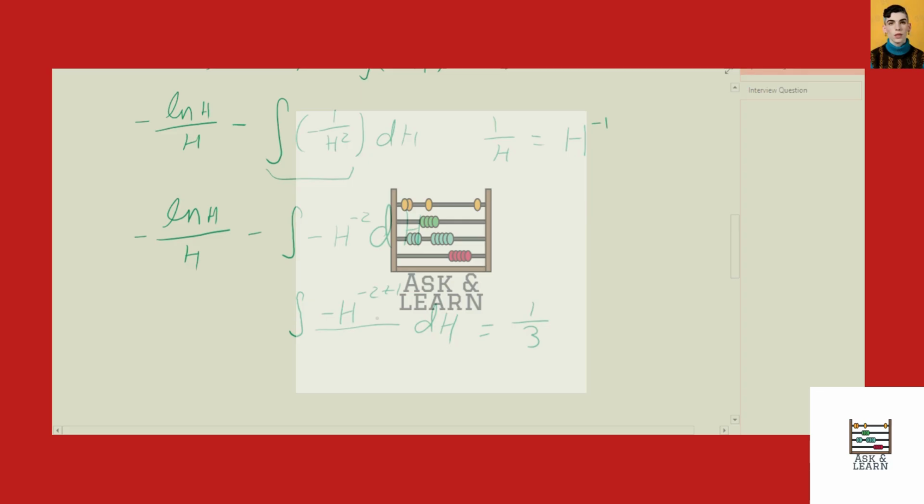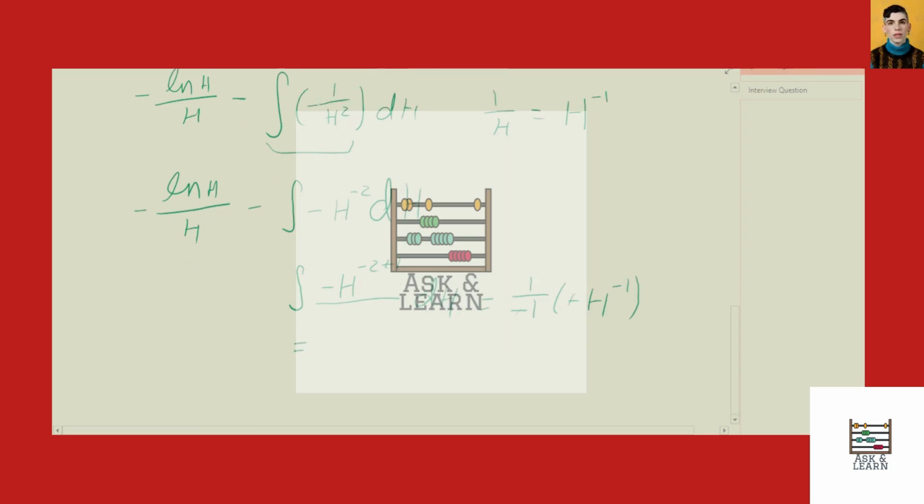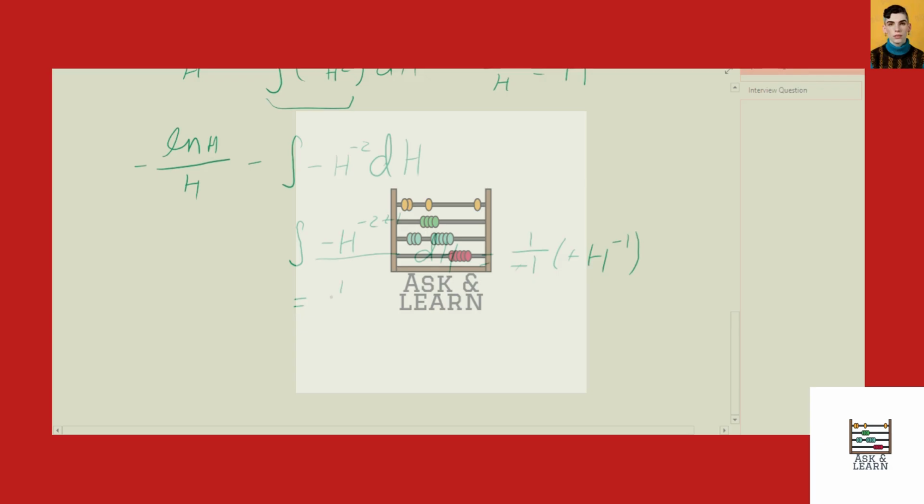Oh, just kidding. That's not right. Negative 1 times negative h to the negative 1. So these will cancel out. So then we will have 1 over h. And so that's just for this part here. So we have negative ln h over h minus 1 over h.